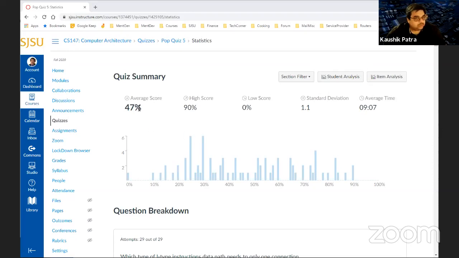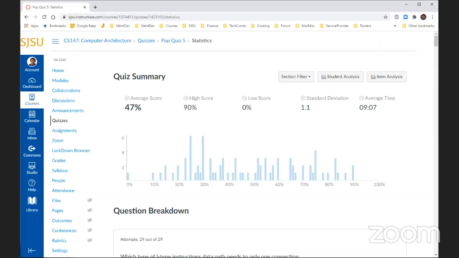Okay, I think most of you are done with the quiz. Let me just look at the analytics of that. Oh, average score 47% with a high score of 90%, standard deviation of 1.1. We need to do something about this low scoring pop quiz. You guys are not ready, it seems like. Hopefully we'll do better on the midterm.